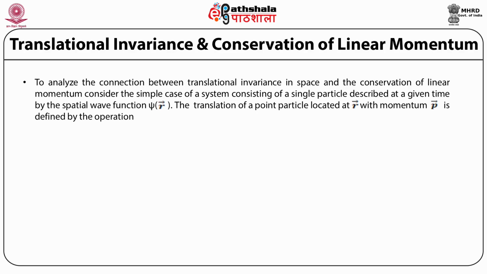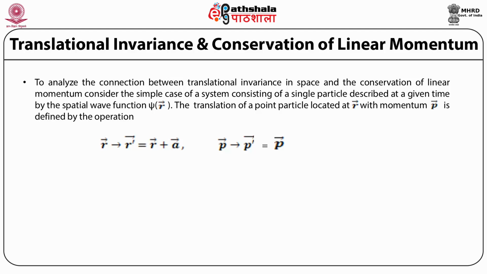So in order to analyze the connection between translational invariance in space and the conservation of linear momentum, we can start by considering a system that consists of a single particle described at a given time by the spatial wave function psi as a function of position vector r. The translation of a point particle located at the position vector r with momentum vector p is defined by the following two equations. The position vector r goes to position vector r prime, where r prime is equal to r plus a. Similarly, the translation of the momentum vector from p to p prime is given as p prime equal to p. That means that the momentum vector remains unchanged under this translation.